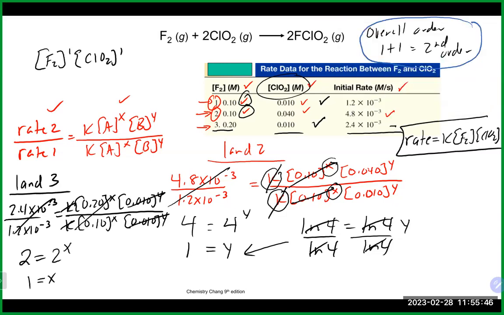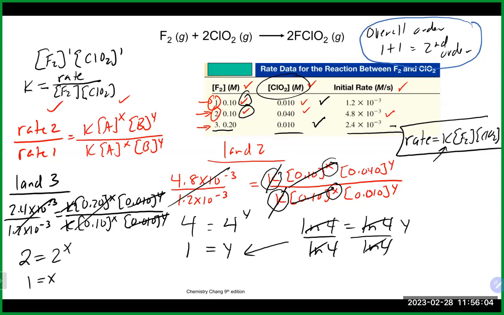So in this particular case, if we take this rate law here and rearrange and solve for k, k would equal the rate divided by the concentration of F2 and the concentration of ClO2.